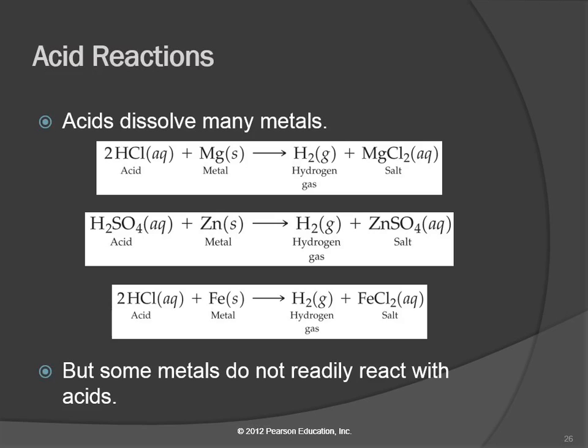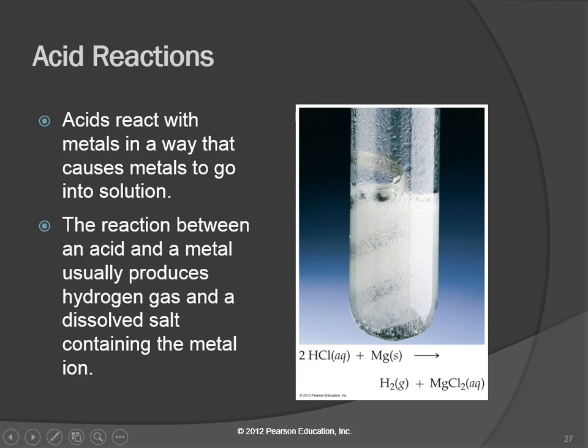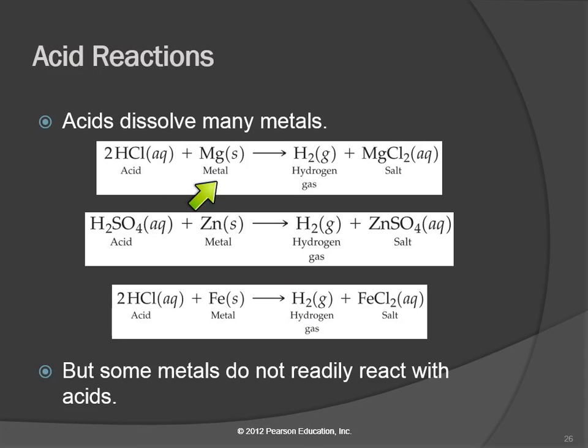Acids dissolve many metals, but not all of them. You mix HCl with magnesium, you get hydrogen gas and magnesium chloride. You mix acid with zinc, you get hydrogen gas and zinc sulfate. HCl will dissolve iron, again releasing hydrogen gas and forming a salt. So acids dissolve many metals, but not all of them.